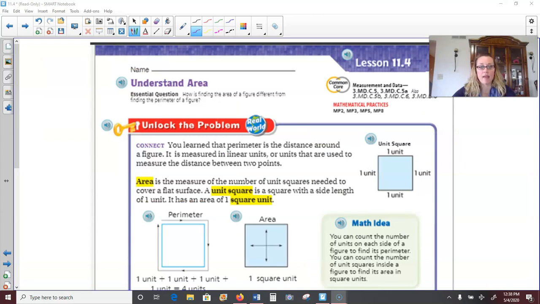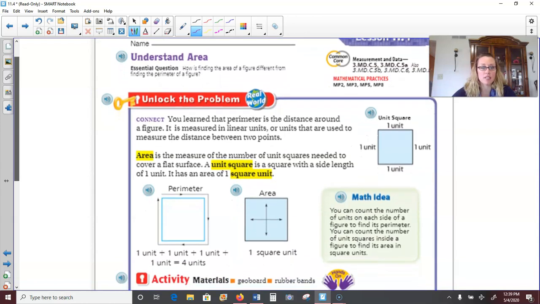All right, guys, I am back with you here. So we are on lesson 11.4 today, which is found on page 643 in your math book. And as I mentioned, today we're going to understand area. That is our main objective for today's lesson.